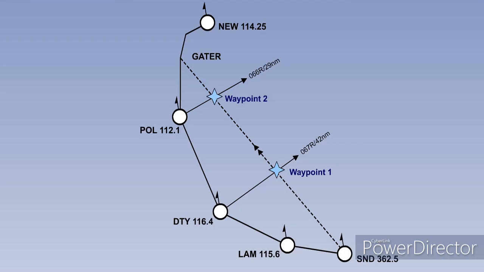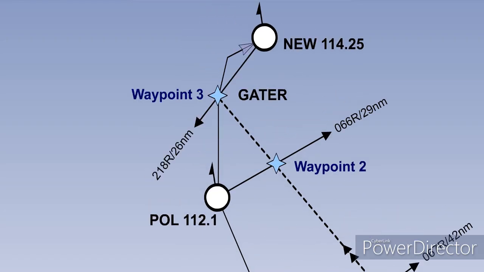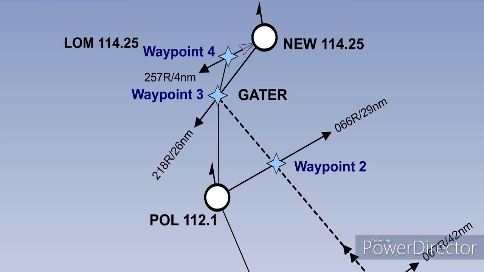Waypoint 2 is created at a bearing of 066 degrees from the Papa Oscar Lima VOR DME, and at a distance of 29 nautical miles. Waypoint 3 is created at a bearing of 218 degrees from the November Echo Whiskey VOR DME, at a distance of 26 nautical miles. The procedure so far has brought the pilot to a point where he can now start his approach to his destination, Newcastle.